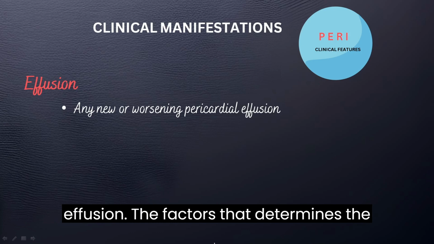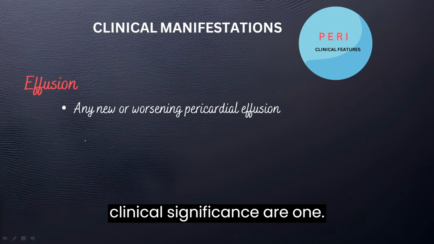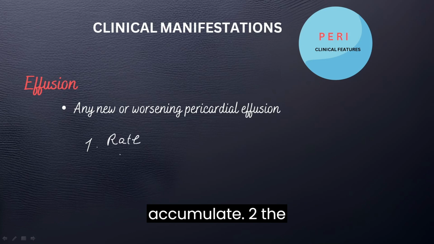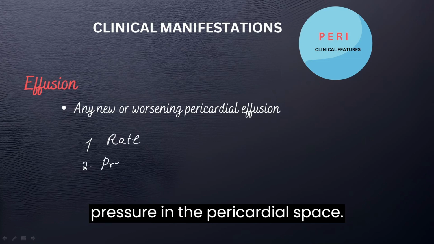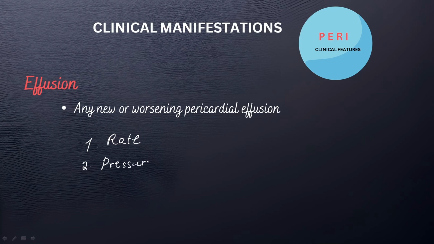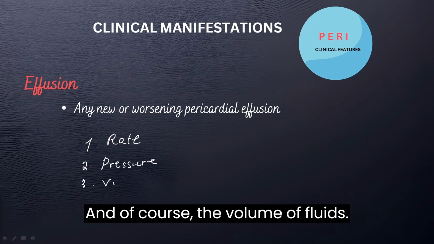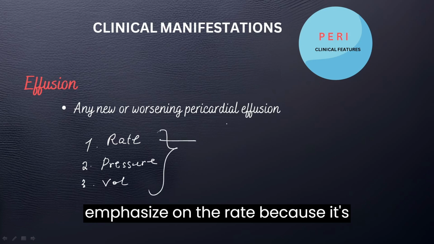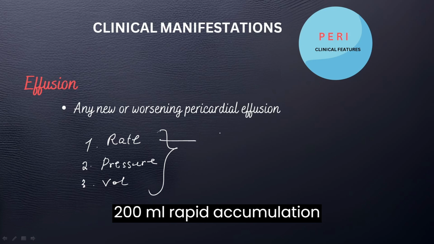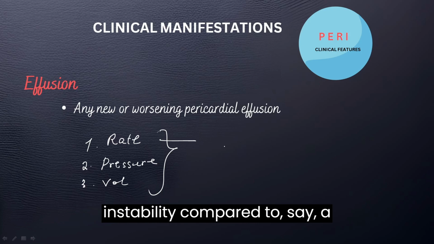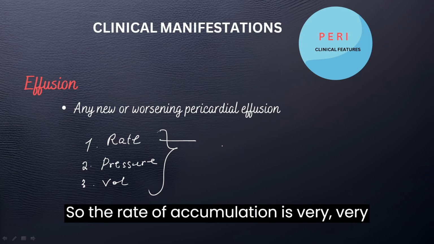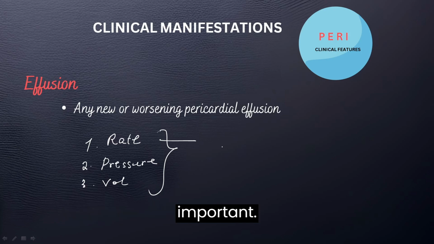The factors that determine the clinical significance are: 1. The rate at which the fluid accumulates. 2. The pressure in the pericardial space. And of course, the volume of fluid. Now, among all this, I just want to emphasize the rate, because it's important to understand that a 200 ml rapid accumulation can cause immense hemodynamic instability compared to, say, a 2000 ml that accumulates gradually. So the rate of accumulation is very, very important.